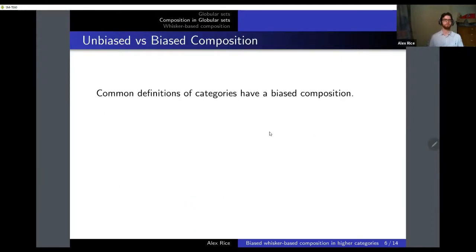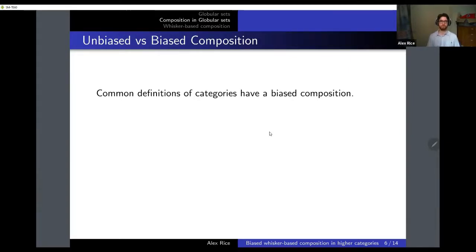So yeah, I now want to talk more about composition. And I just want to introduce this idea of unbiased and biased composition, because I'm not sure that everyone has heard of this before. The thing I want to stress is I'm going to go over this for normal 1 categories. And the idea is that our normal definition of 1 category has biased composition.